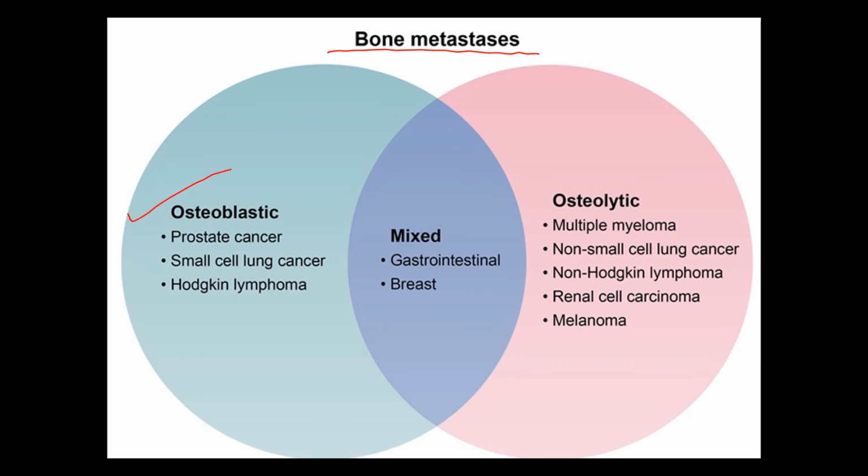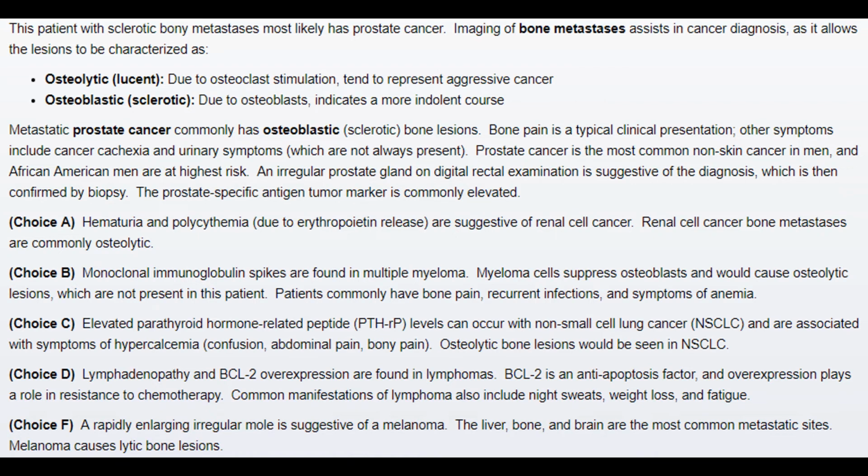This could be due to osteoblastic lesions, they can be mixed lesions, or they can be osteolytic lesions. The osteoblastic lesions are caused by prostate cancer, small cell lung cancer, and Hodgkin lymphoma. The osteolytic lesion is caused by multiple myeloma, non-small cell lung cancer, non-Hodgkin lymphoma, renal cell carcinoma, and melanoma, whereas mixed is caused by gastrointestinal cancer and breast cancer. Now, this patient with sclerotic bony metastasis most likely has prostate cancer.